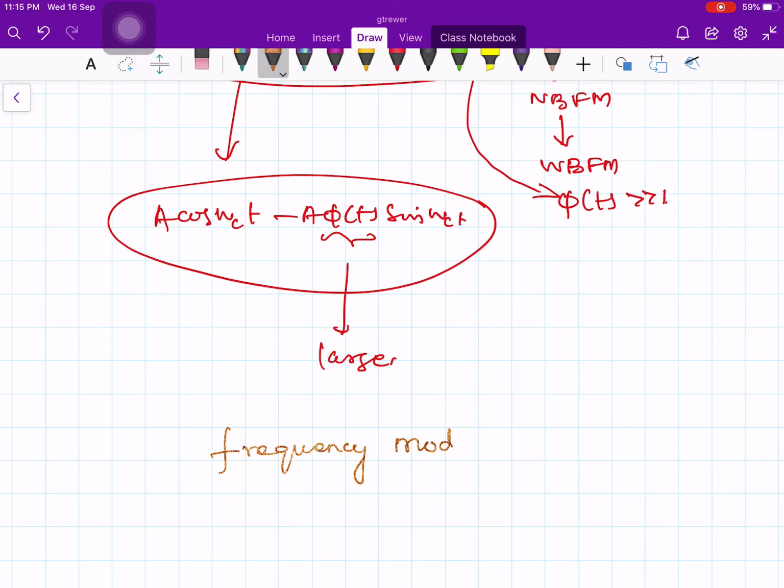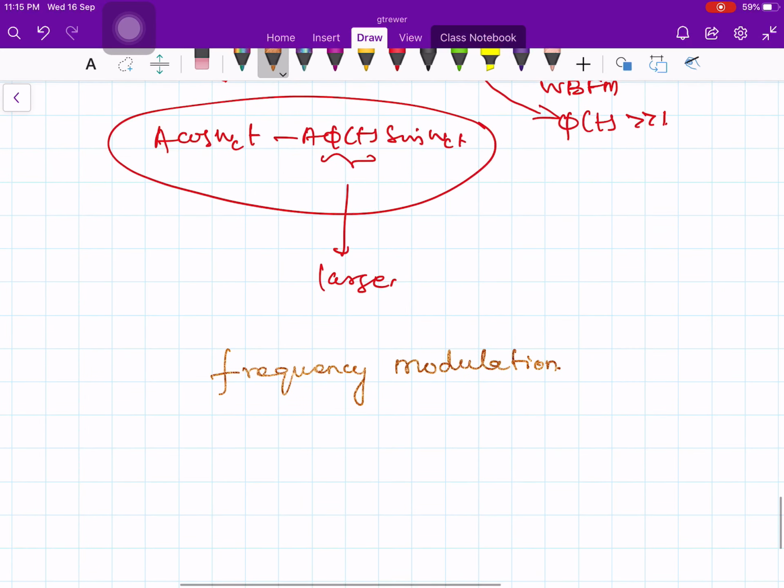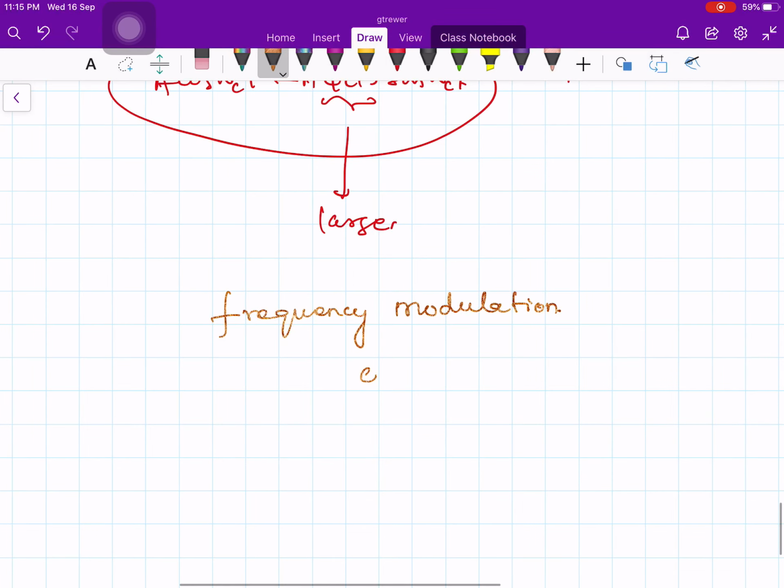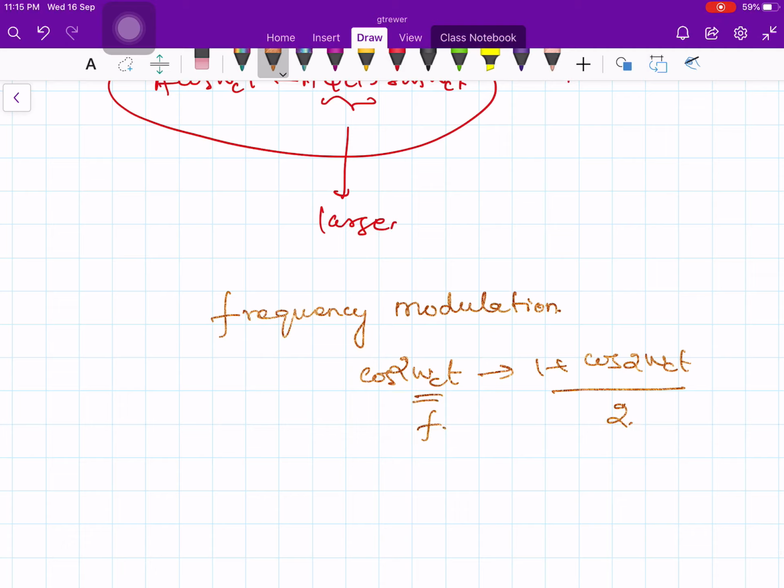Recall this frequency multiplication from your previous lecture when we talked about amplitude modulation. For example, if you have cos square omega ct, what is the frequency in this? It is 1 plus cos of 2 omega ct by 2. Here the frequency is fc and here the frequency is 2fc. I mean the argument is doubled here, right?